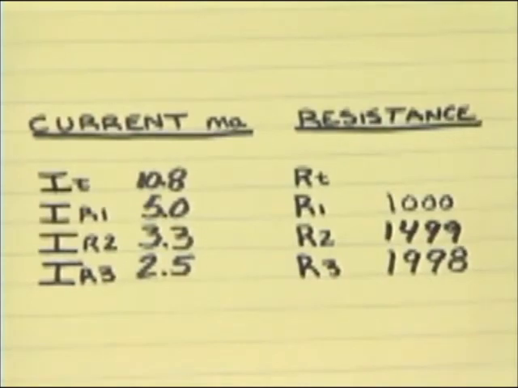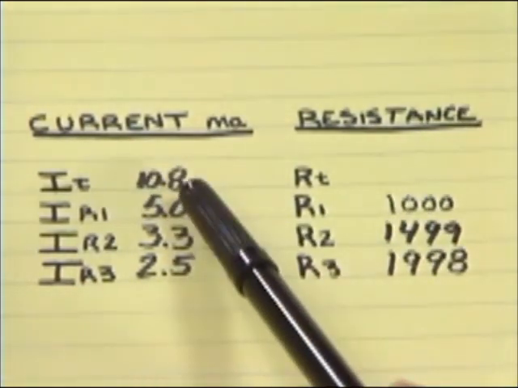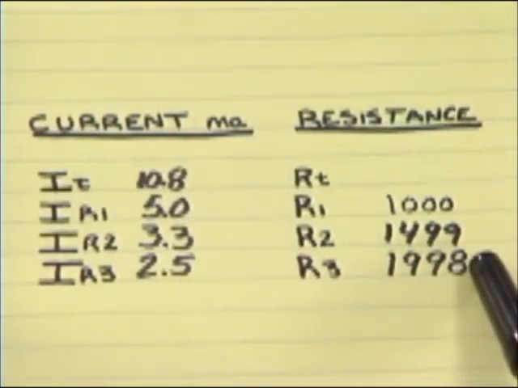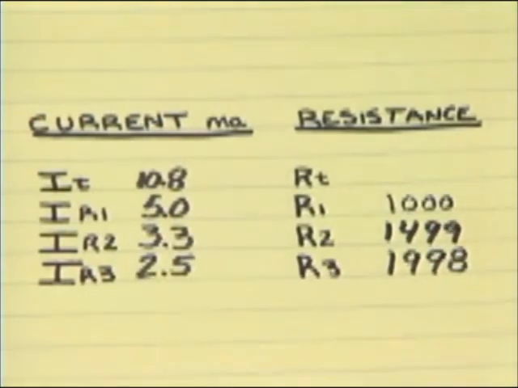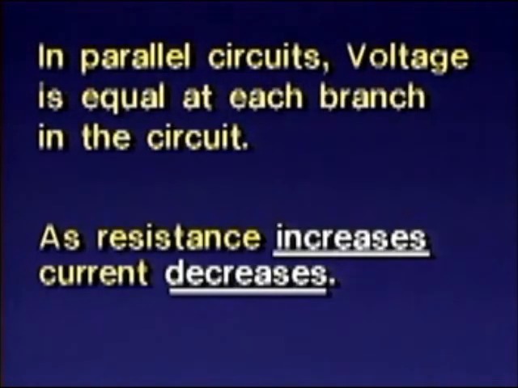You should also notice that branch 1, which has the lowest resistance, has the highest branch current, and branch 3, which has the highest resistance, has the lowest branch current. Again, you have verified Ohm's law. Remember, in parallel circuits, voltage is equal at each branch in the circuit. Therefore, as resistance increases, current decreases.